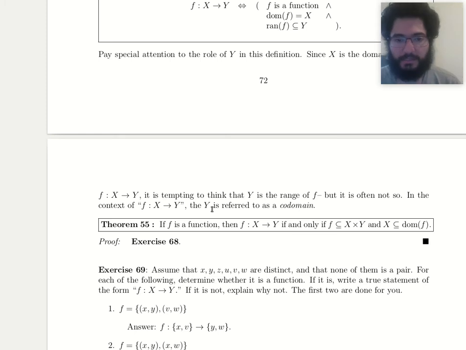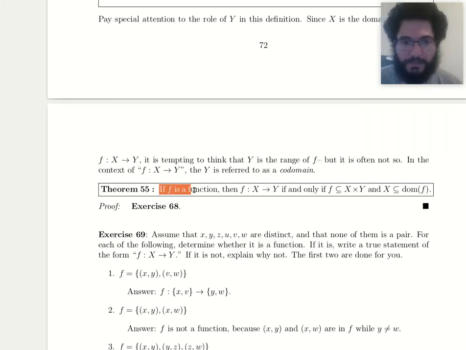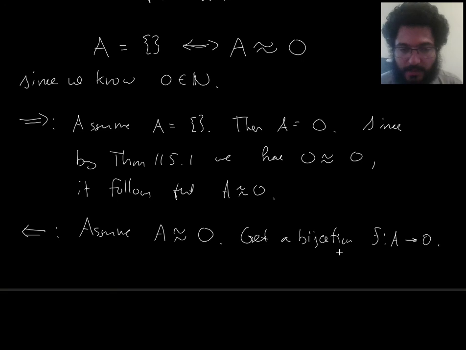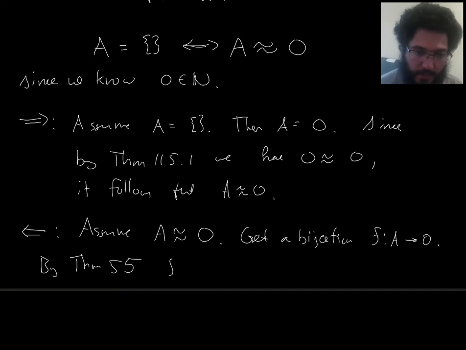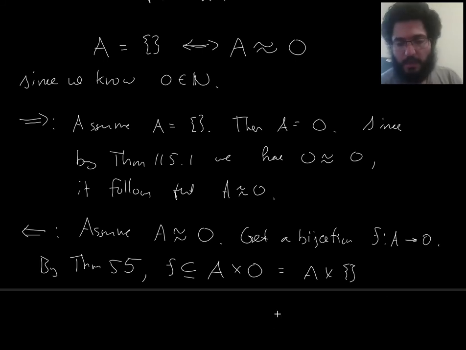How about actually this idea? If F is a function, which our F is, then F maps one thing to another if and only if it's a subset of the Cartesian product. So by theorem 55, since F is a function mapping A to there, F is a subset of this, right? Which, by the way, is this. Since 0 is the empty set, it's this Cartesian product. But if you Cartesian product something with the empty set, you just get the empty set.